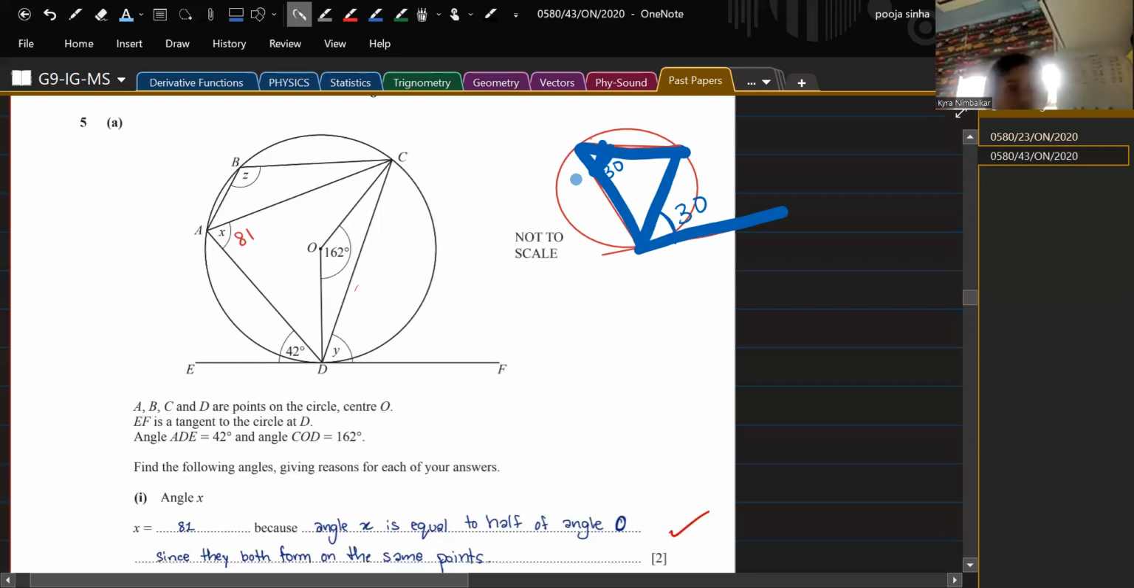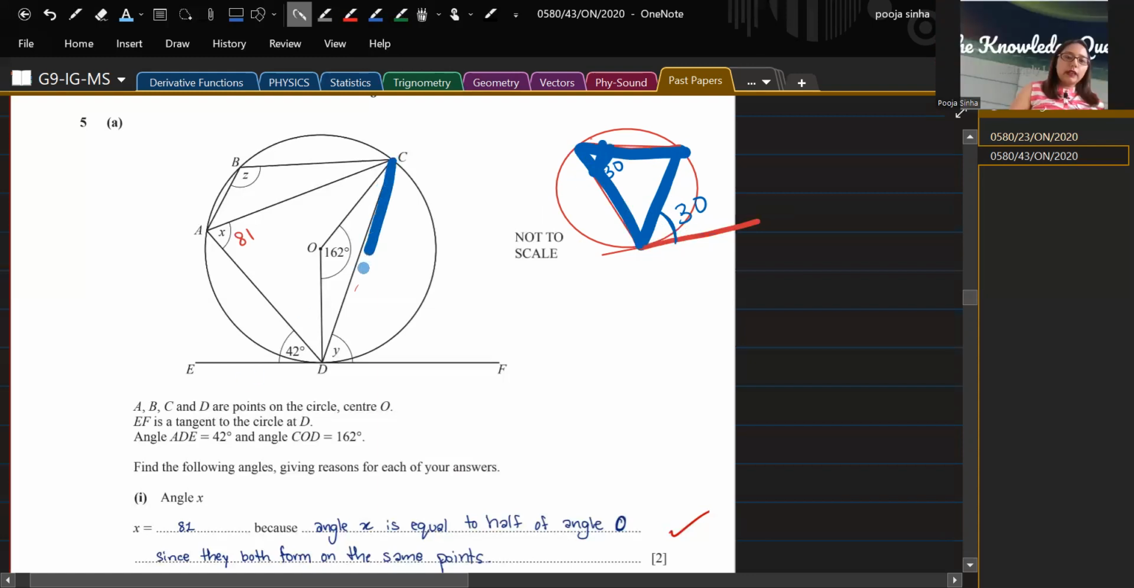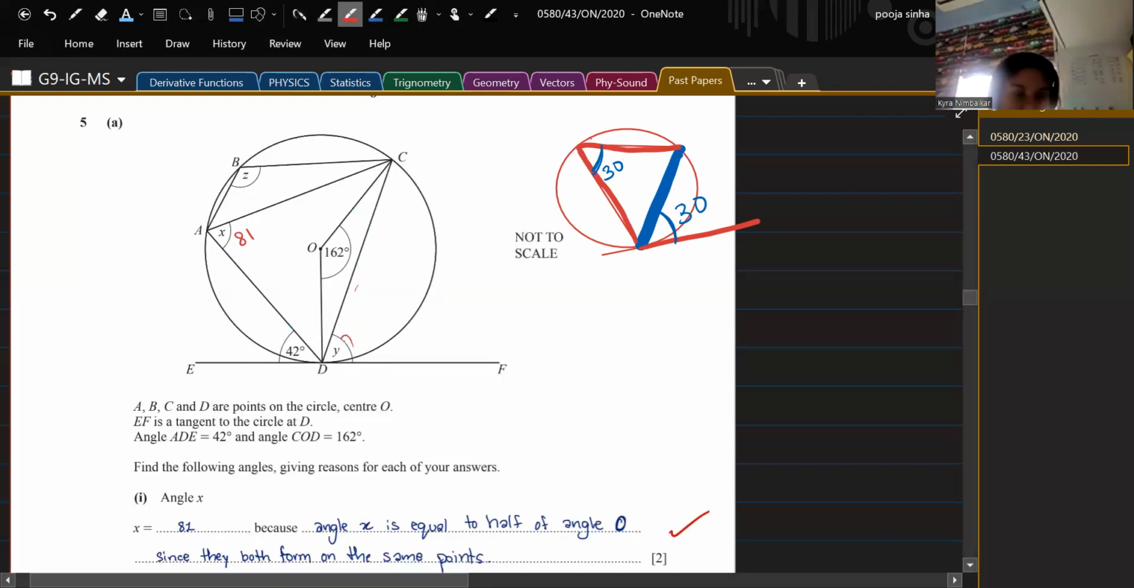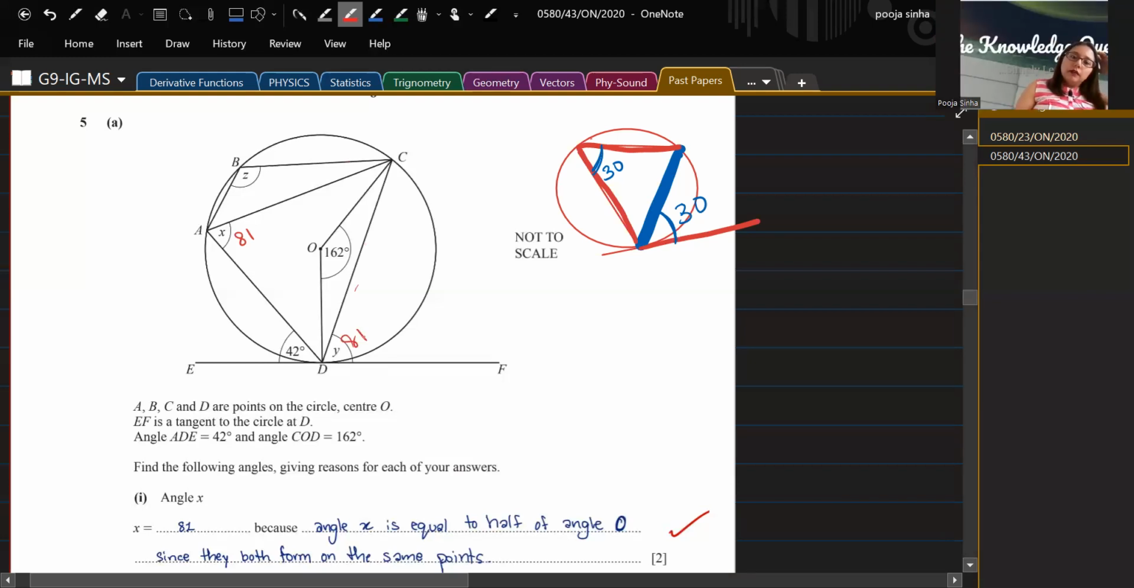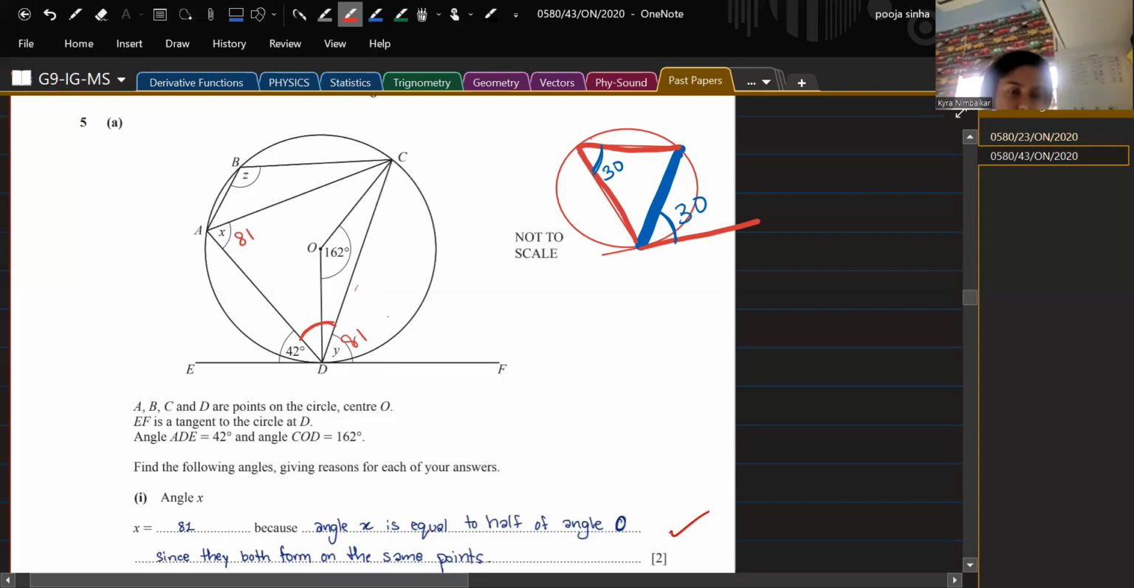Okay. Looking at this, can you tell me y? Yes, y will be 81 because if this is 81, then this will be 81. Okay, understood? And yeah, this is 81. ठीक है. Can we figure out how much this is? This would be 42 plus 81 and then 180 minus कर देंगे.